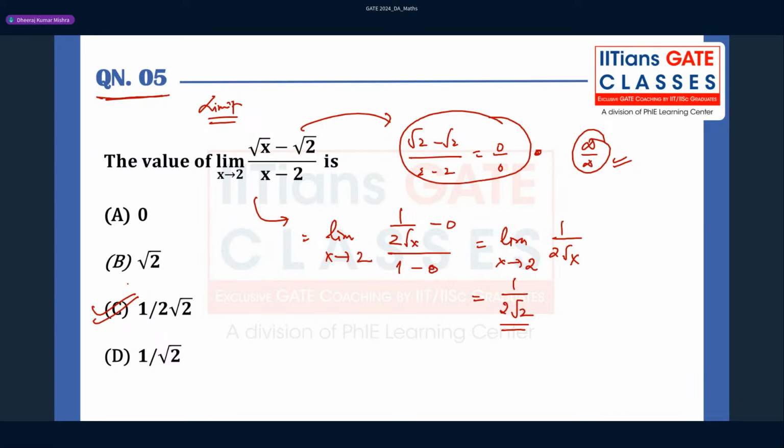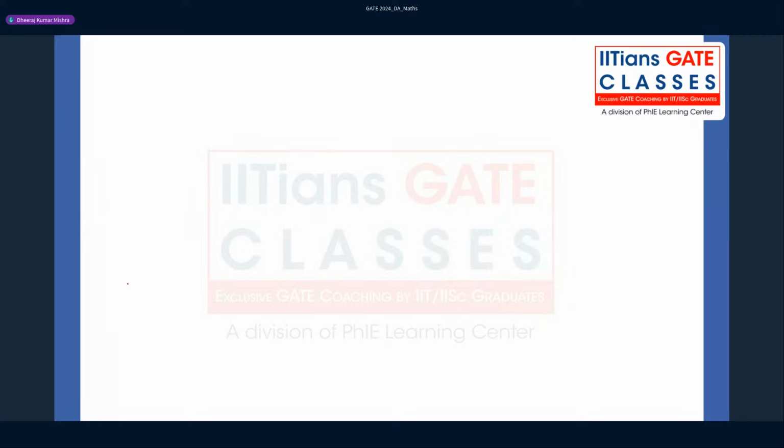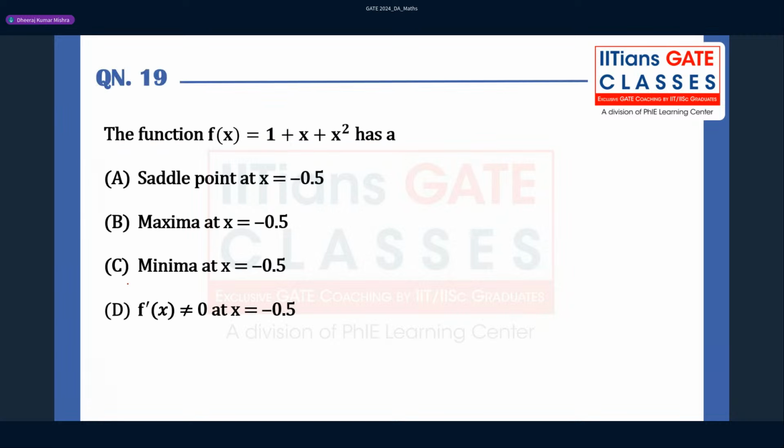Always look for 0 by 0 form or infinity by infinity form and go for L'Hopital. L'Hopital says that you have to keep on differentiating numerator and denominator such that it becomes free from 0 by 0. Okay, so let us move to the next question.